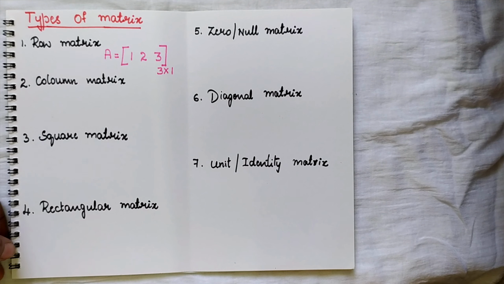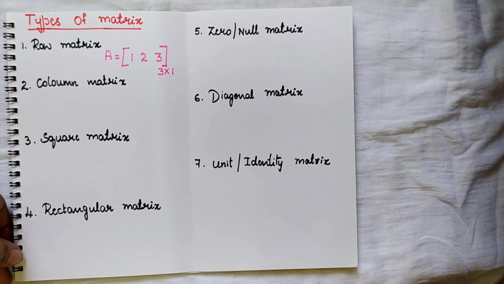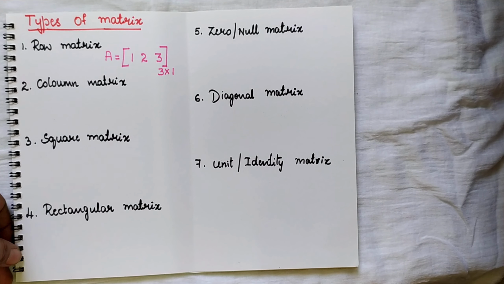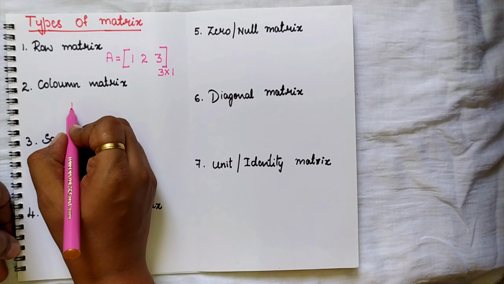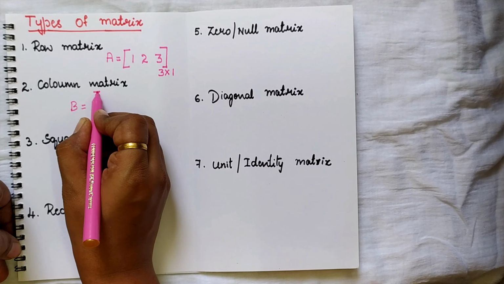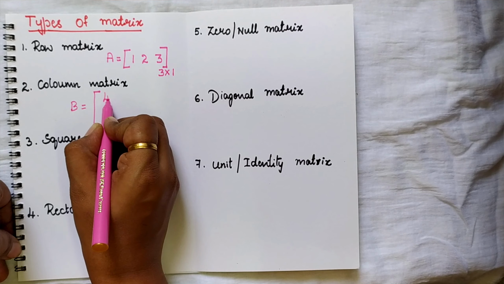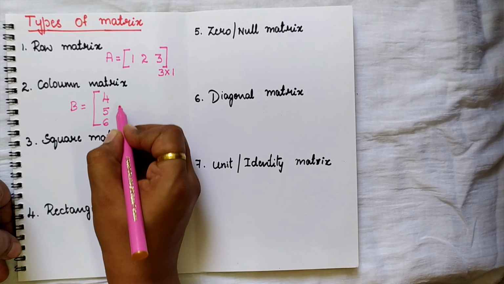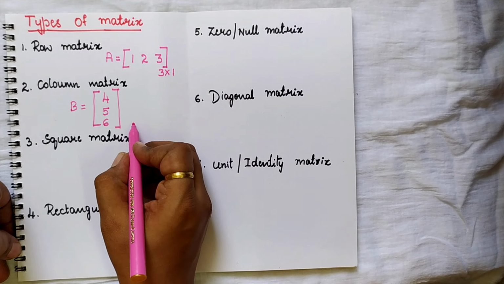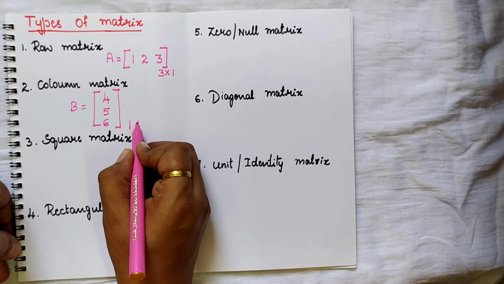Column matrix. When we talk about the column matrix, in this matrix we will be having only one column. Say B is equal to only one column, 4, 5, 6. And the order of the matrix will be 1 cross 3.